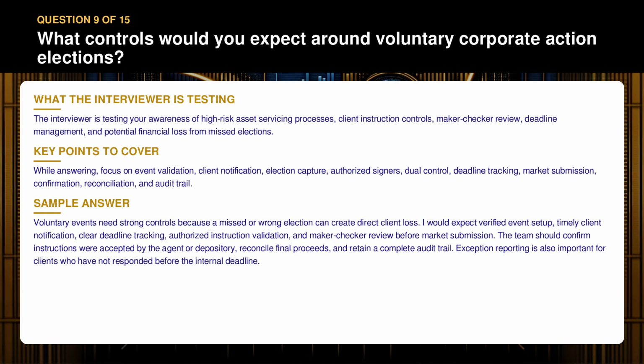I would expect verified event setup, timely client notification, clear deadline tracking, authorized instruction validation, and maker-checker review before market submission. The team should confirm instructions were accepted by the agent or depository, reconcile final proceeds, and retain a complete audit trail. Exception reporting is also important for clients who have not responded before the internal deadline.